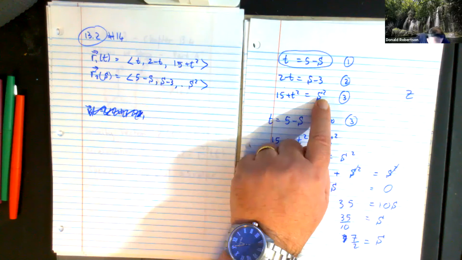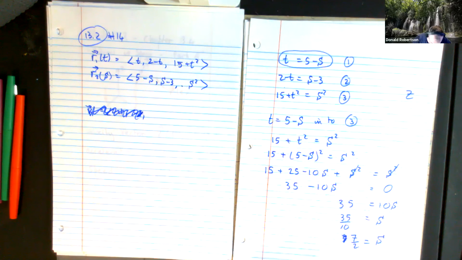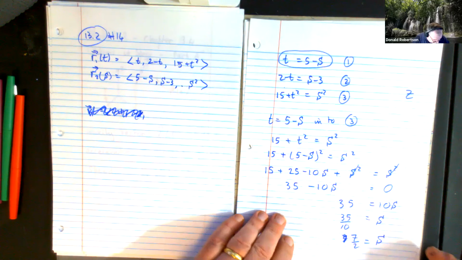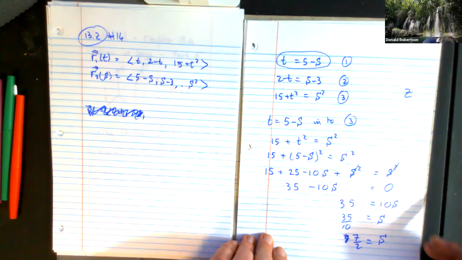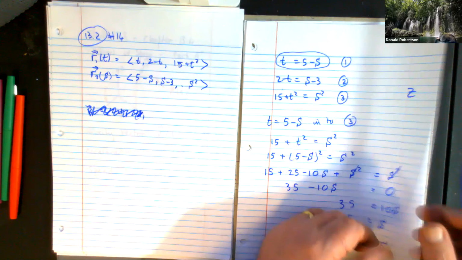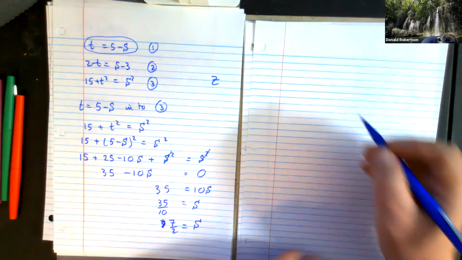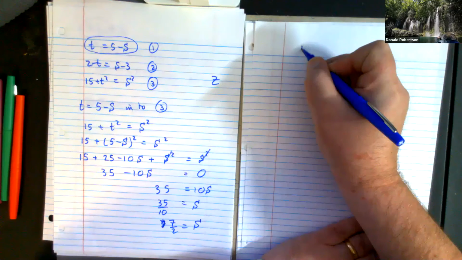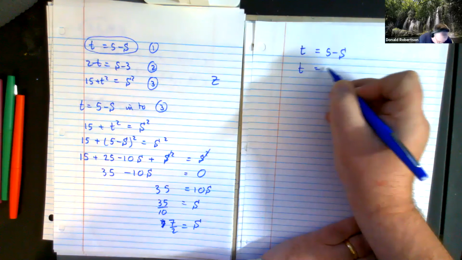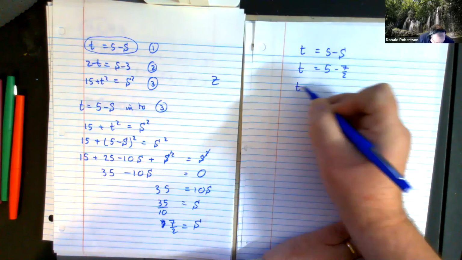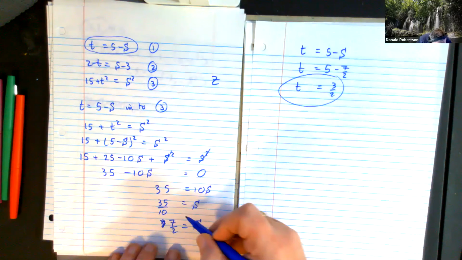Okay, so I should be able to find out where these guys intersect. Well, if t is 5 take away s, and s is 7 halves, that makes t 3 halves. That's fine. So if everything works out correct, and I'm a little bit worried about my math, something just doesn't feel right.